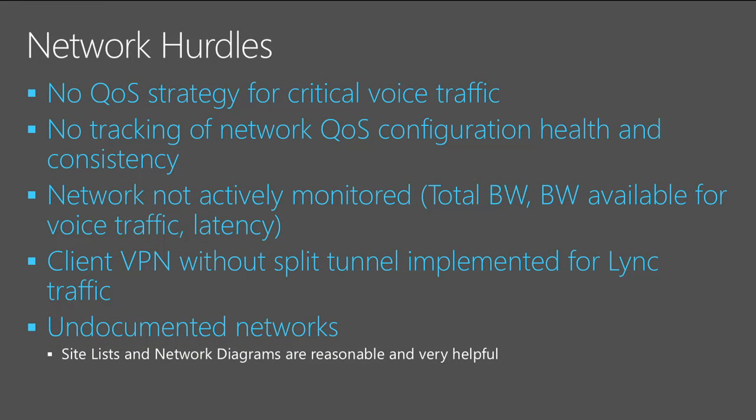A couple things that we see overall in the connectivity space around problems or areas that get us in trouble, or we'll just call them hurdles because that's what the slide says, are where there's no QoS strategy on the managed network for a corporation. So they're kind of just letting all data be data on the network and nothing's better than anything else, and it's first come, first serve. That's clearly a problem.